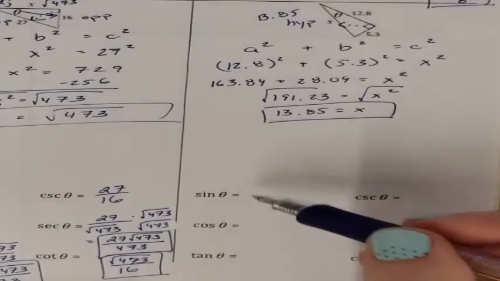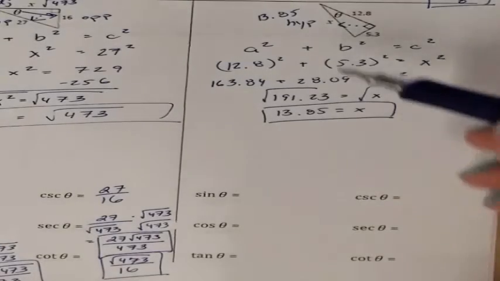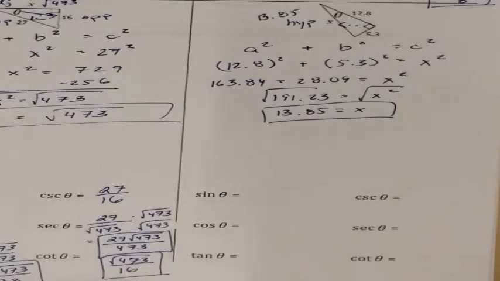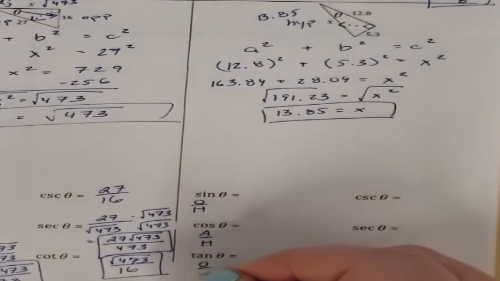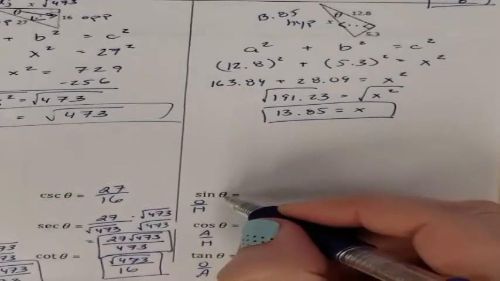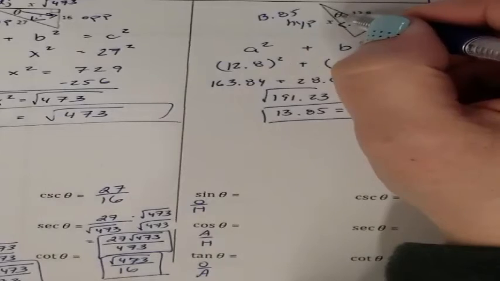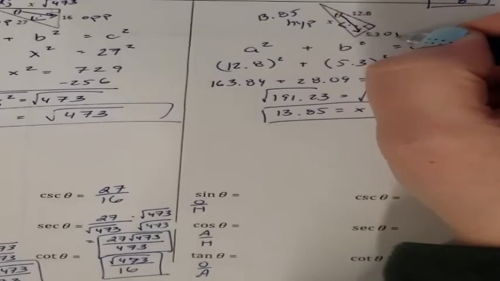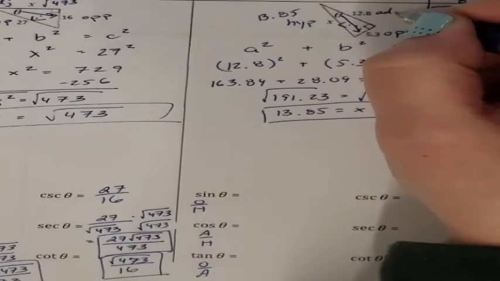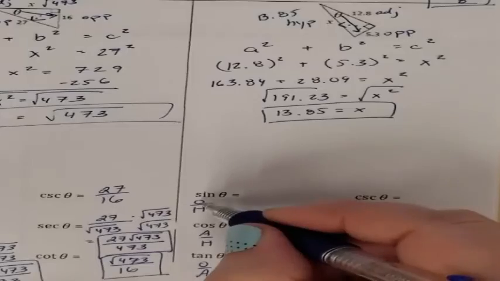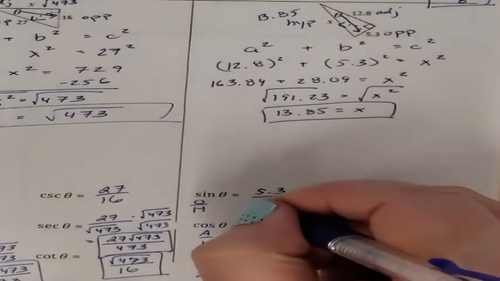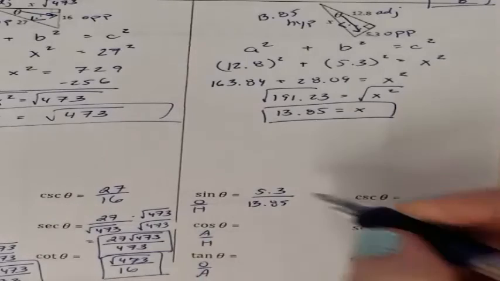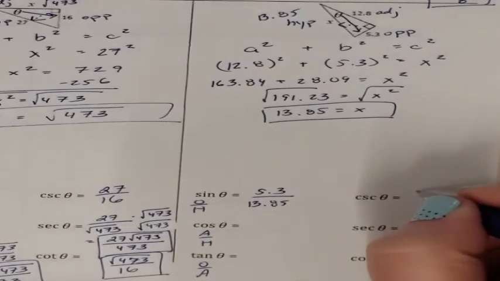Because we want these to be in the ratio still, we're not going to simplify any of the fractions that we get. So here is SOH CAH TOA. First, theta is the angle we're using. So immediately across from theta is always our opposite. The one immediately next to it is always our adjacent. So opposite was 5.3, all over hypotenuse was 13.85. We're going to leave it like this for now because that shows us our ratio.